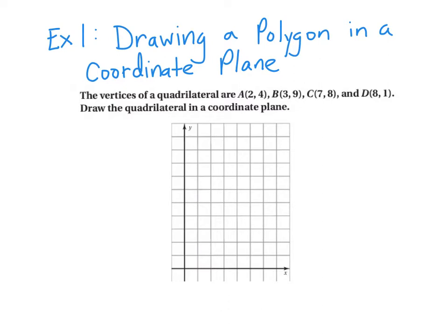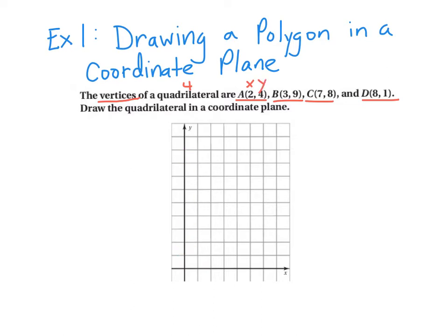For example 1, we're going to be drawing a polygon in a coordinate plane, and you're going to write your directions down here first. The vertices, which we just talked about, those are the corner points, of a quadrilateral, so that means we're going for a four-sided figure, are, and then here are your vertices. The capital A, B, C, and D are what we're going to name each one after we plot it. The first one says 2 and 4, and remember, this first one is the x coordinate, which goes side to side or horizontally, and the second one is the y coordinate, which goes vertically or up and down.